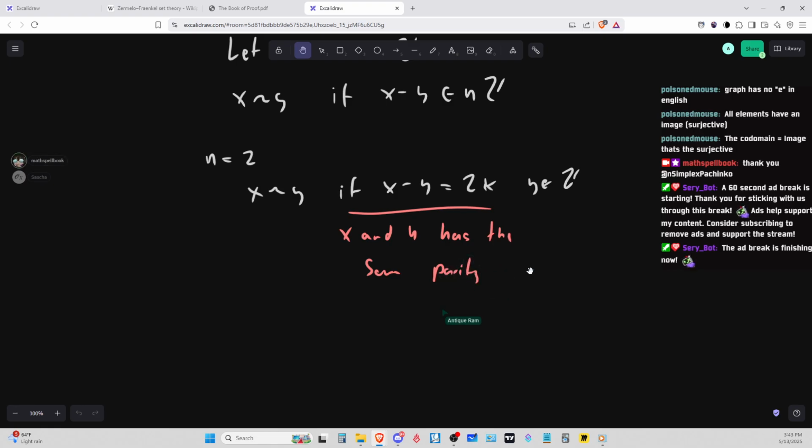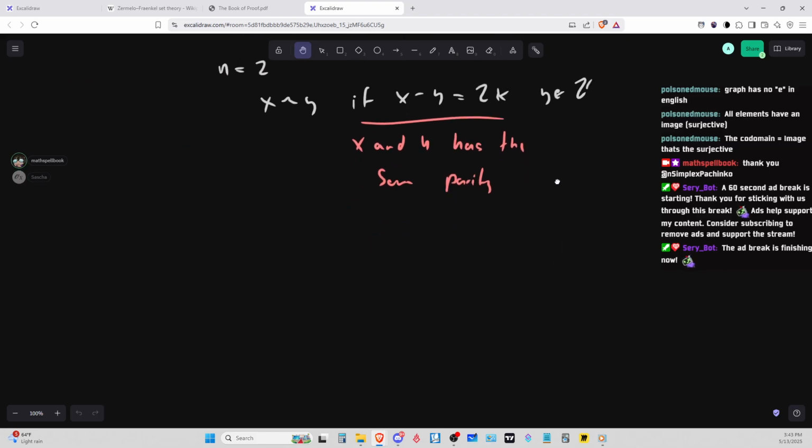Parity, meaning they're both even, or they're both odd. Yeah, exactly. Okay. So maybe let's just play with examples. So if we have x equal, what is your favorite odd number?